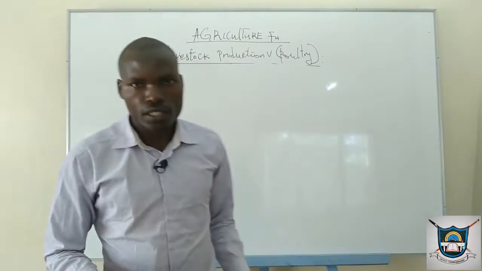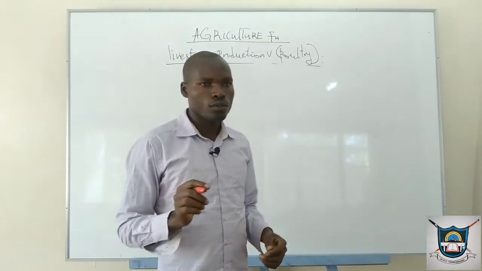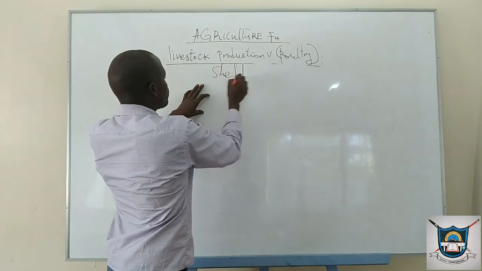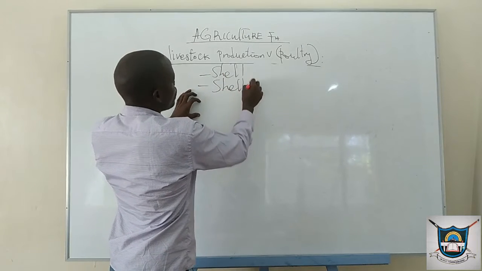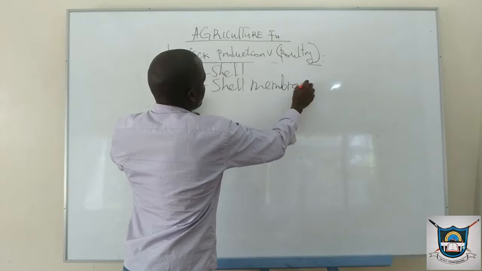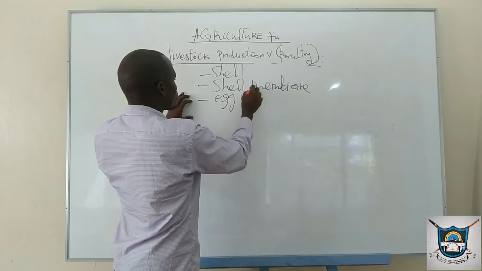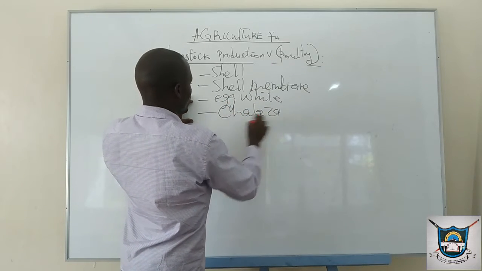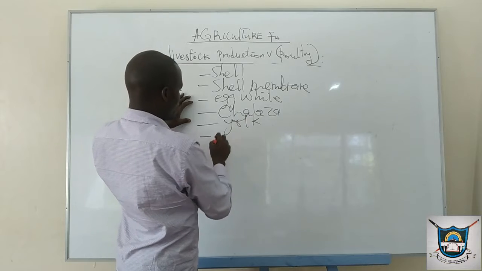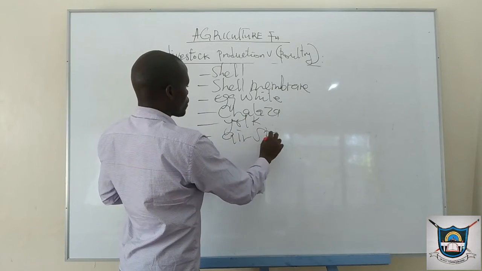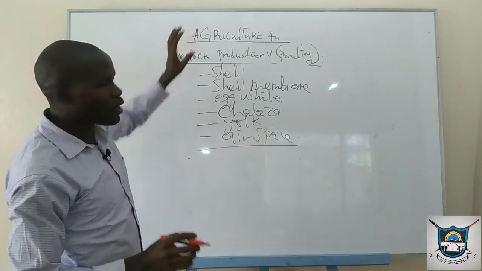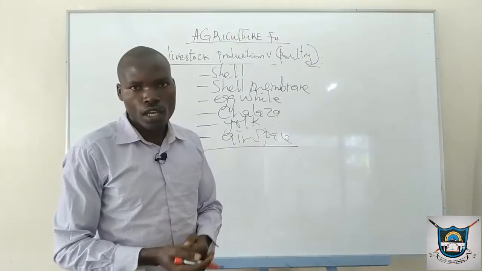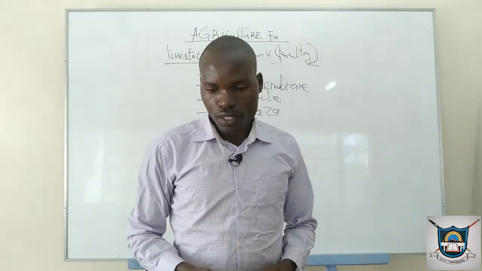In brief, I would like you to review what you have learned within this section. For instance, you should be able to know what a shell is. We also have the shell membrane, the egg white, the callus, the yolk, and also the airspace. Once you are presented with an egg, ensure that you are able to highlight all these parts and also discuss them completely. Otherwise, thank you very much. We shall proceed next time from there.